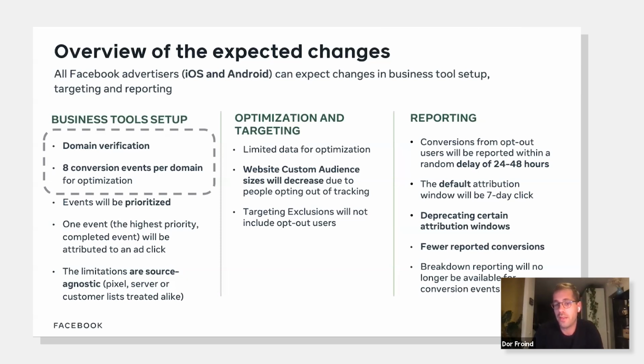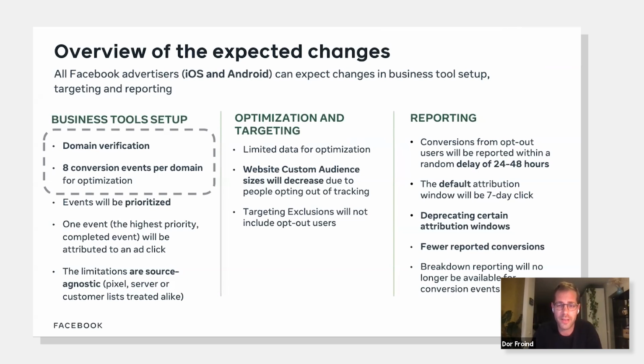This will result in fewer reported conversions, just because some of them won't be passed back because of opted out users, and because longer attribution windows will be deprecated. So for example, for advertisers who have a longer sales cycle beyond 7-day post-click, those conversions won't be reported back. So you could expect fewer conversions in the reporting.